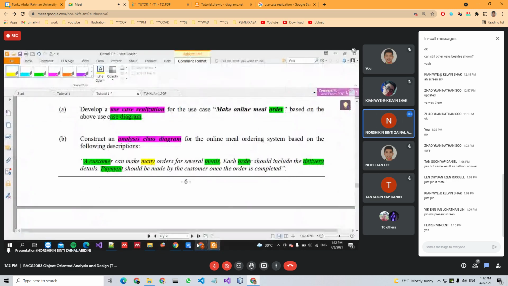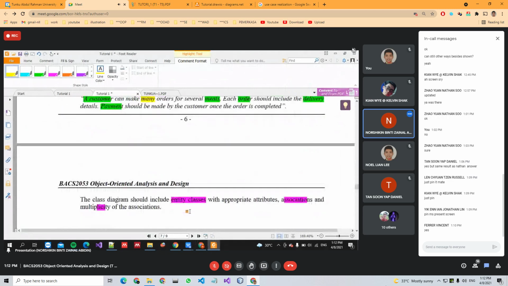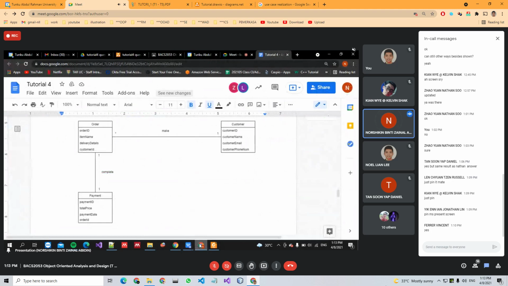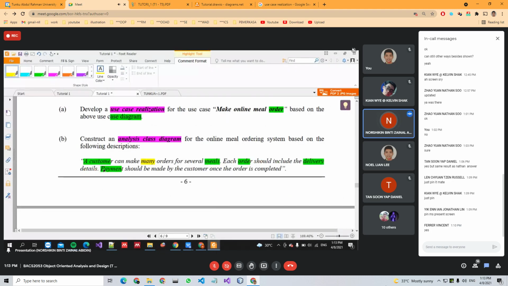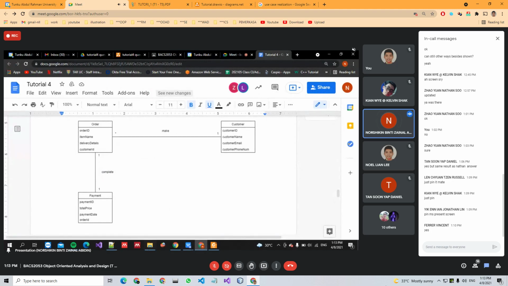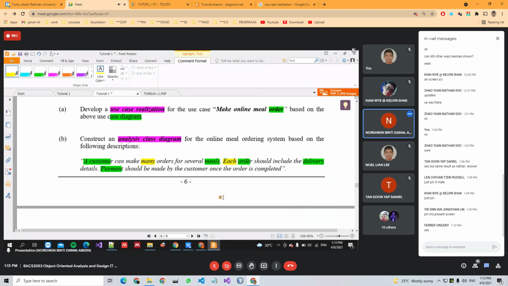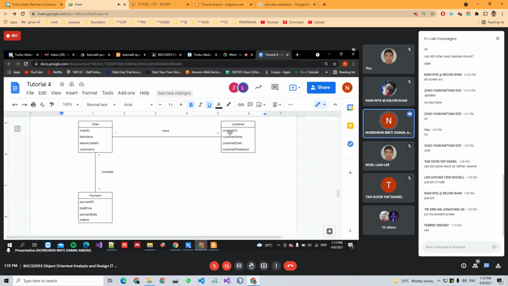Order to payment. Payment should be made by the customer once the order is complete. Order to payment, 1 to 1. Several meals. Each order should include the delivery details. Payment should be made by the customer once the order is completed. So here, one order, one payment. One payment, one order. Each order should include the delivery details. However, his answer here is correct but incomplete.